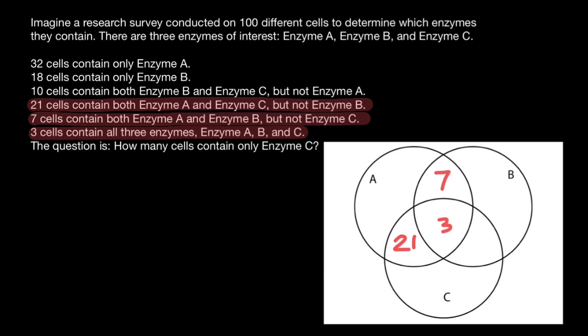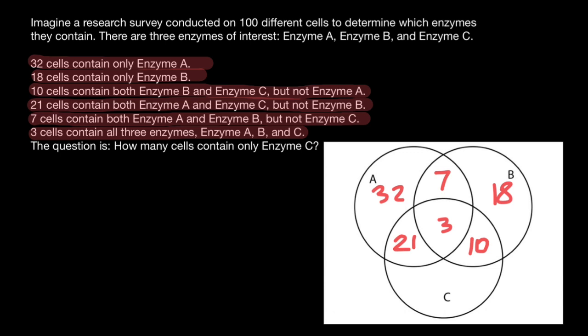Next, we know that 10 cells contain both enzyme B and enzyme C, but not enzyme A. So these 10 go here. Next, we know that 18 cells contain only enzyme B. 18 goes here. And lastly, we know that 32 cells contain only enzyme A. So we put 32 here.